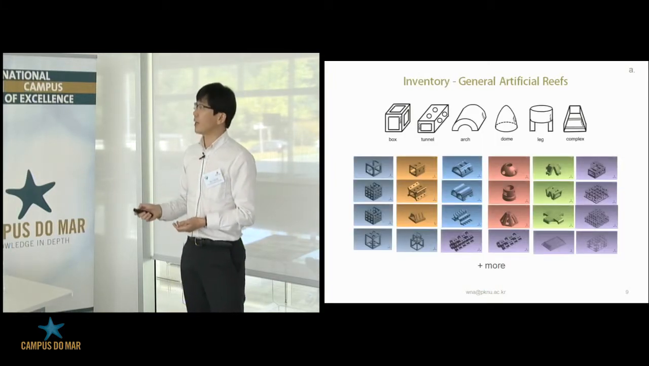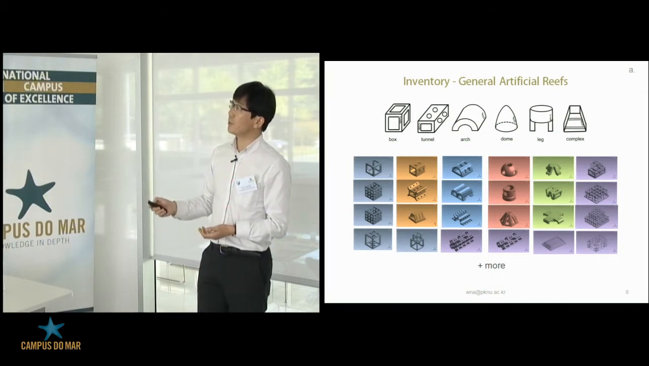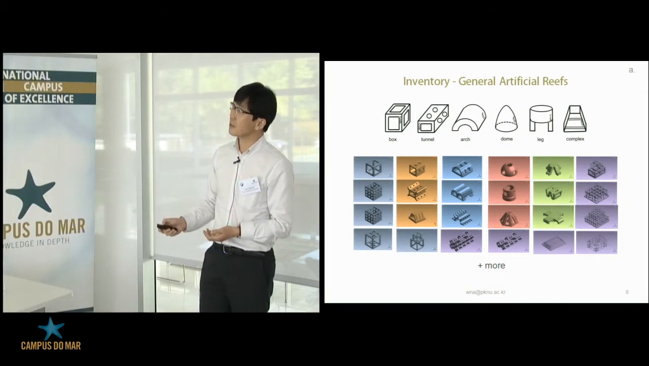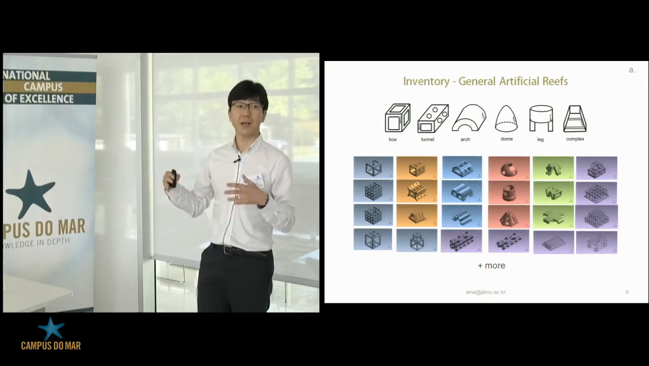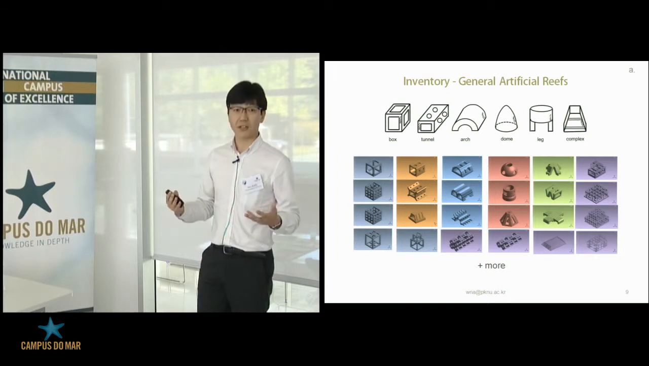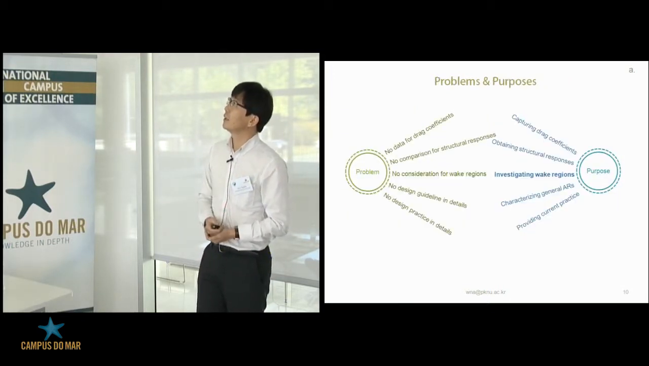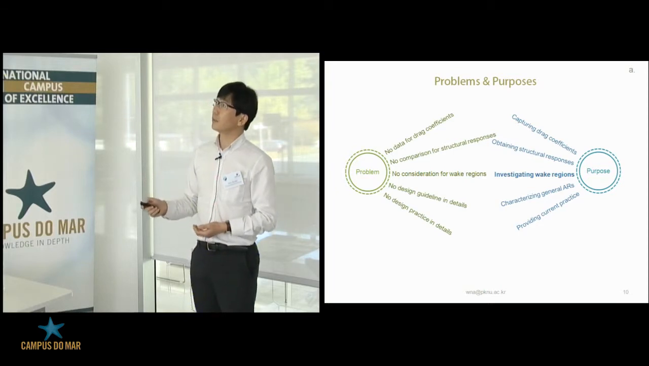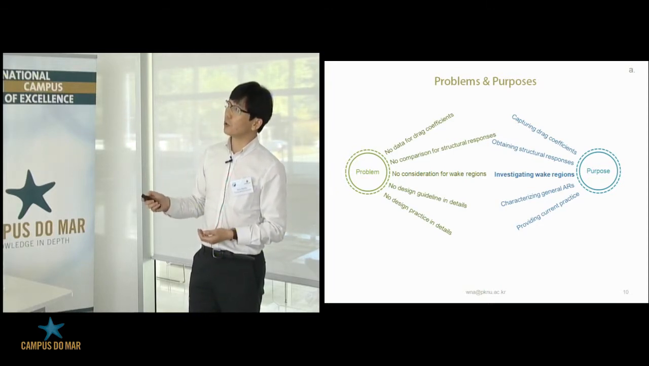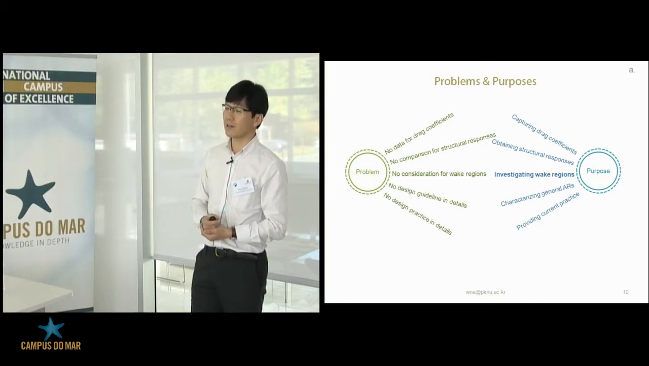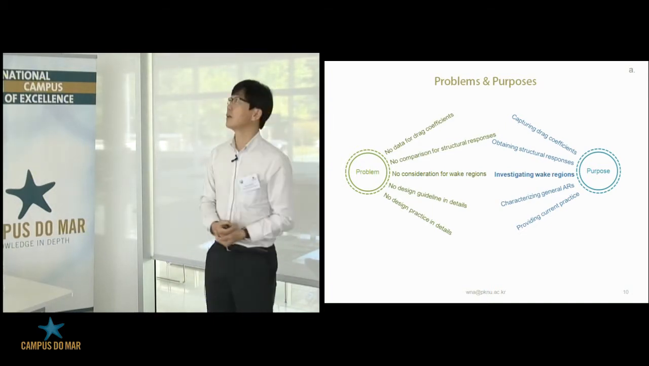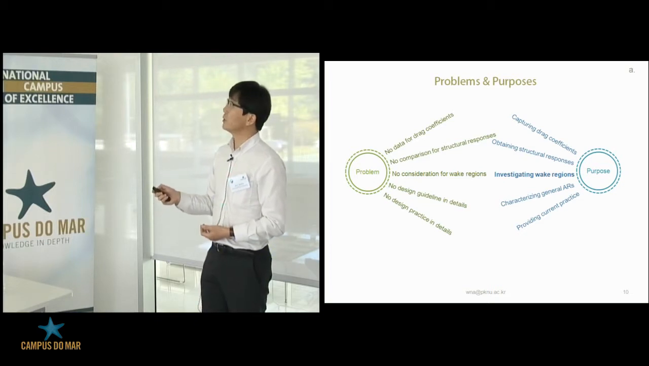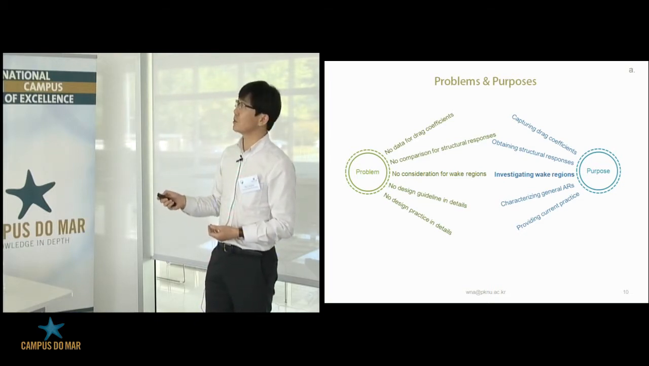So I'm showing here some of the 72 general artificial reefs. And these artificial reefs can be classified as box type, tunnel type. This is my classification. Yeah. And then I investigated the problems. No data for drag coefficients, no comparison for structural responses, no consideration for wake regions, no design guideline in detail, of course, no practice. So I tried to solve these things. Today I will introduce wake regions.